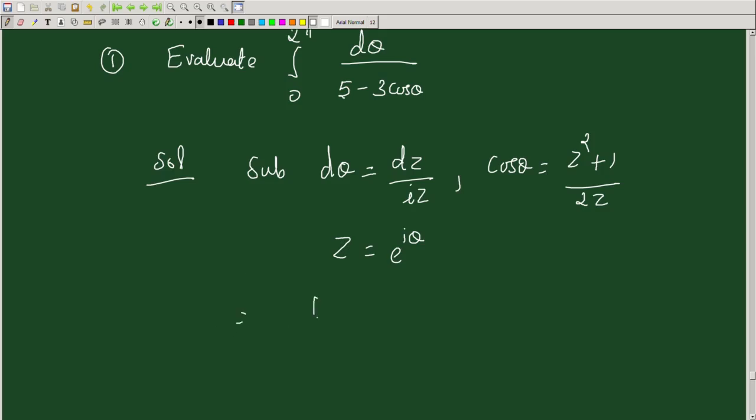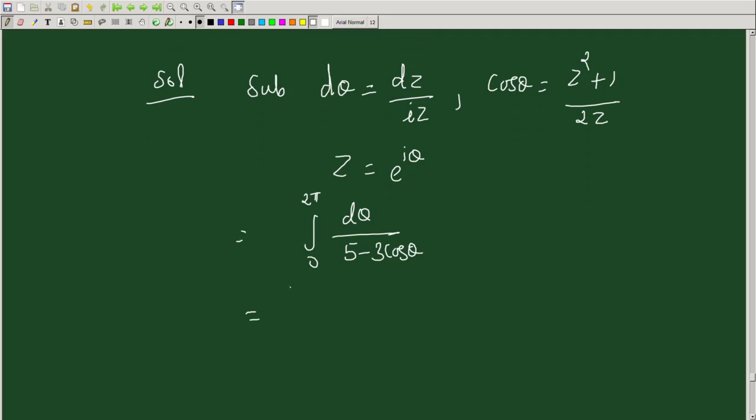So what is the question? Integral 0 to 2 pi d theta by 5 minus 3 cos theta, right? So what is d theta? d theta is dz by iz, right? Whole divided by 5 minus 3 times cos theta, which is nothing but (z square plus 1) by 2z.